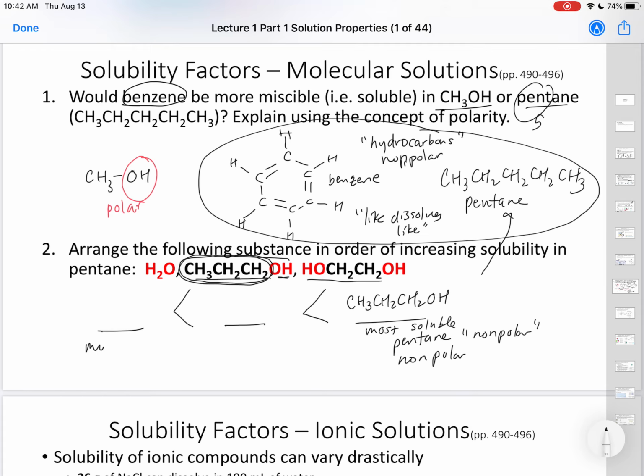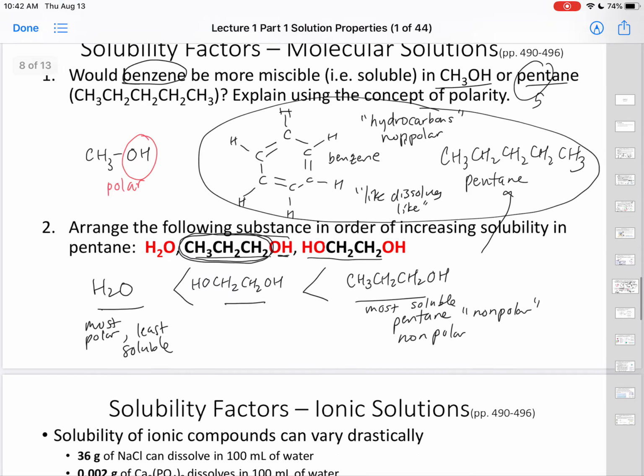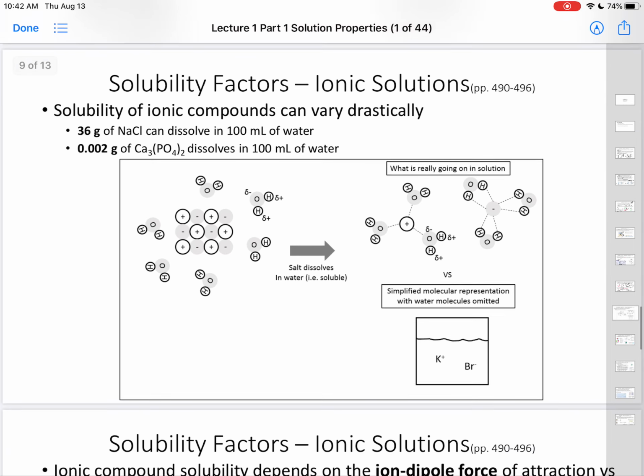Your most polar, i.e. least soluble, is going to be the water, which has no hydrocarbon. And in the middle is your compound with just 2 hydrocarbons and 2 OH groups. You should be able to do this on homework, which you will have to do.